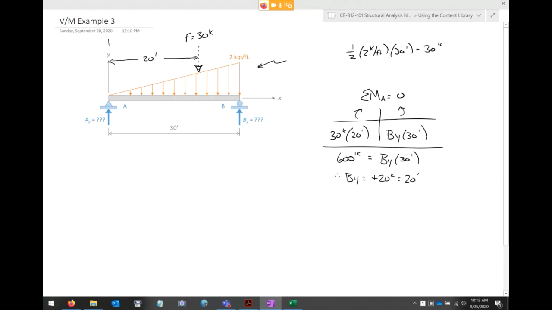20 kips upwards. And then if I sum forces in the Y direction, I think you could probably just look at this from observation: if I've got 30 down and this is 20 kips going up, then this has to be 10 kips going up. I can be formal if you'd like, but I'm fine at this point to just say, look, sum of forces in the y direction equals zero. We know that AY is 10 kips going up.